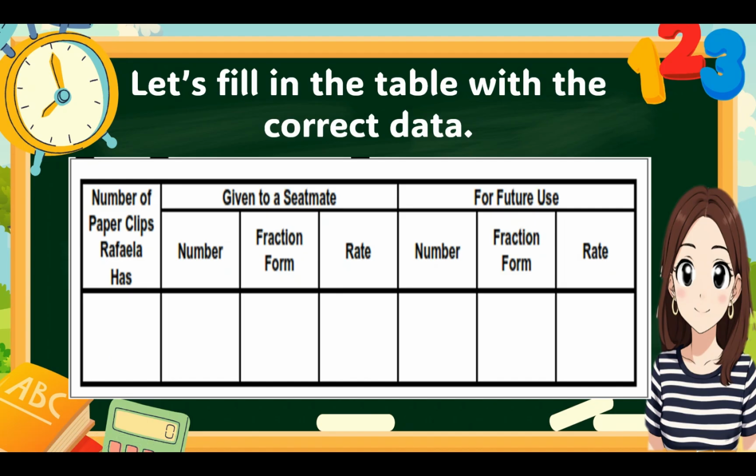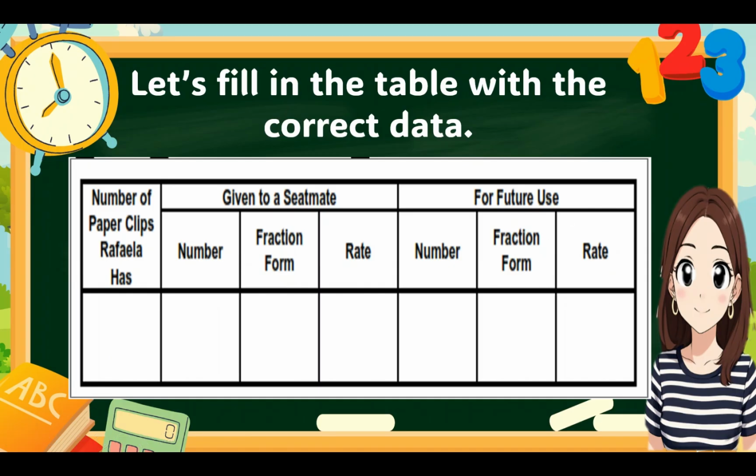In the first column, we have the number of paper clips that Rafaela has. And in this part, we have the number given to a seatmate, and we have to write it in fraction form and the rate. And for future use, how many were saved for future use, written in fraction form and the rate, which is written in percent.